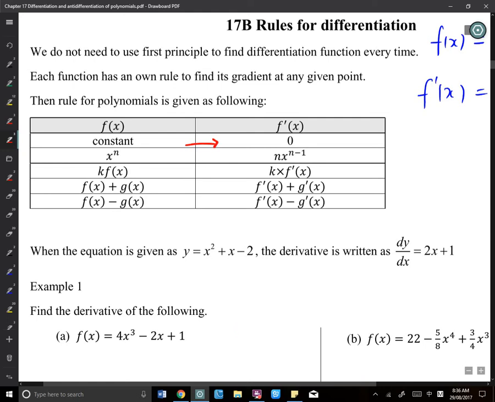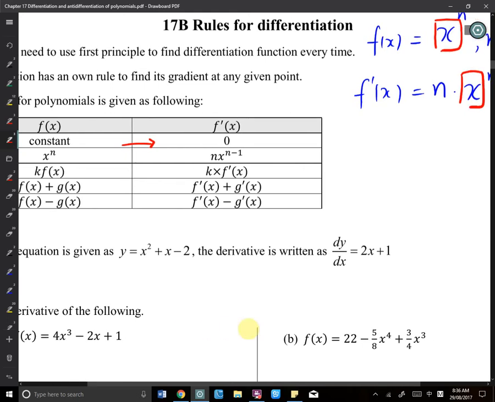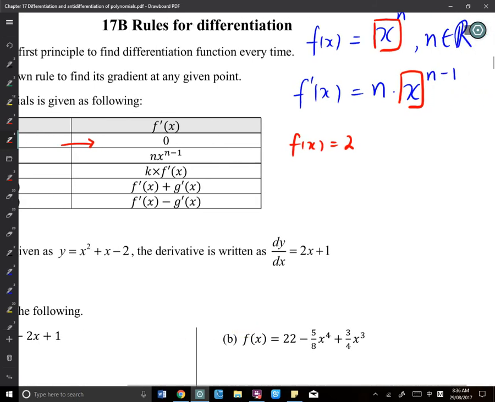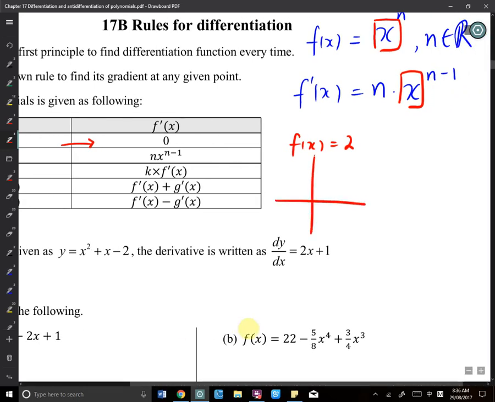A constant must have derivative equals to 0. Why is a constant's derivative 0? Let's just think about f(x) equals to 2. We can think in two different ways. First, by looking at the graph. Second, by looking at the formula. If you look at the graph, f(x) equals to 2 is just a horizontal line.